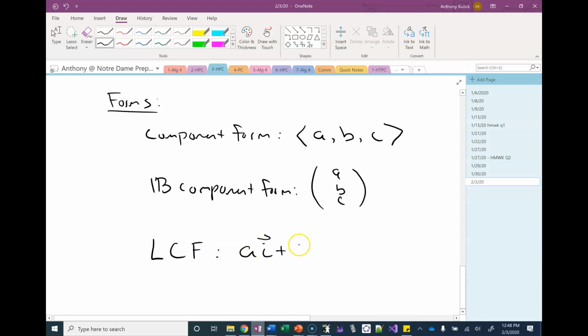Remember, the vector I represented the X component. The vector J represents the Y component. And we're going to use the vector K to represent the Z component. We're just following in alphabetical order. So I, J, and K are unit vectors. Remember, I is the vector 1, 0, 0. J is the vector 0, 1, 0. And K is the vector 0, 0, 1.